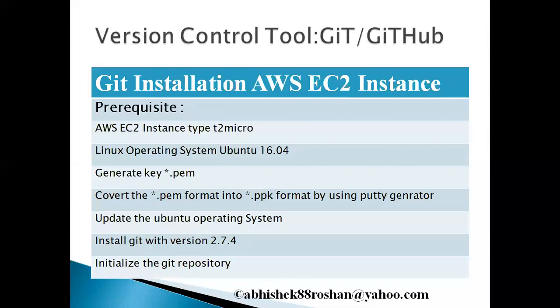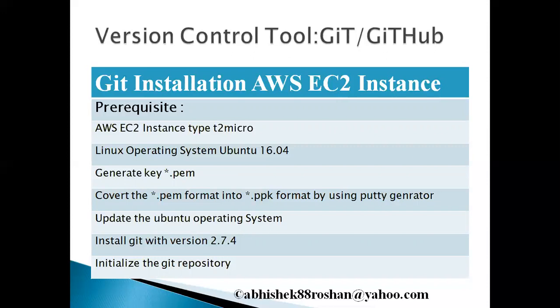Okay, what all these prerequisites will be there? So an AWS EC2 instance will be there. We need to choose a T2 micro instance. Okay, and the operating system which we are going to install on top of this T2 micro is Ubuntu 16.04, guys. Okay, and then we need to generate a .pem file, that is mainly used for your Windows operating system.